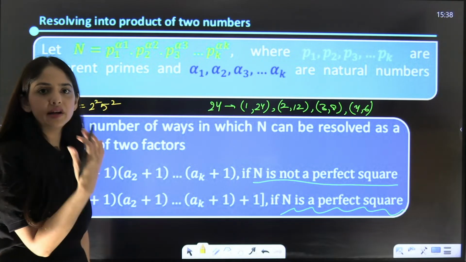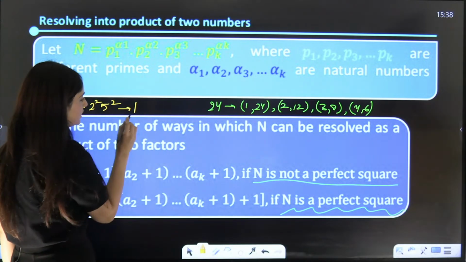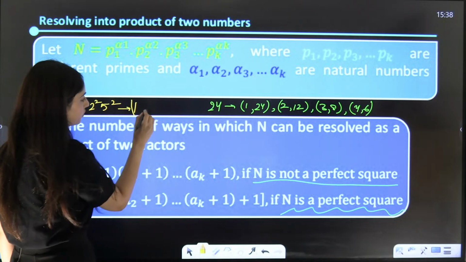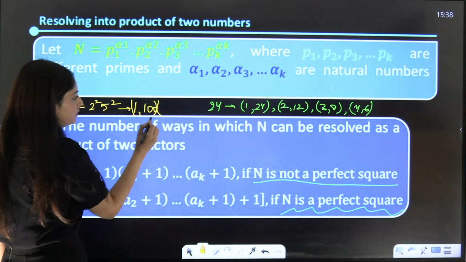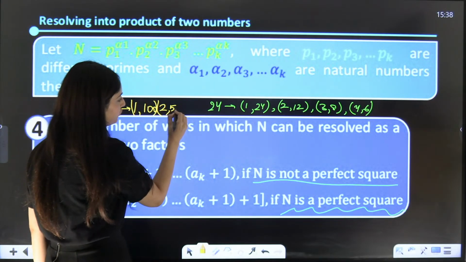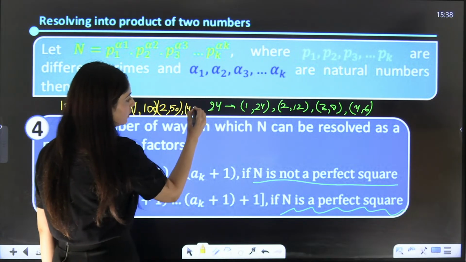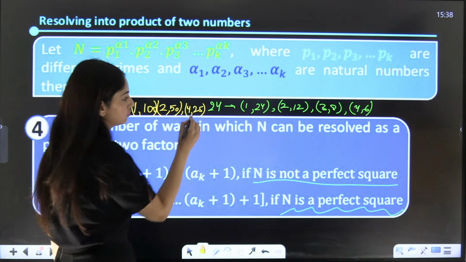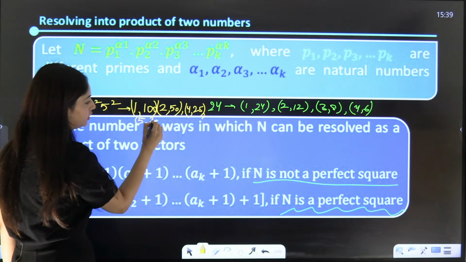Now what are the divisors? The divisors are 1, 100, 2, 50, 4, 25 and 5, 20.